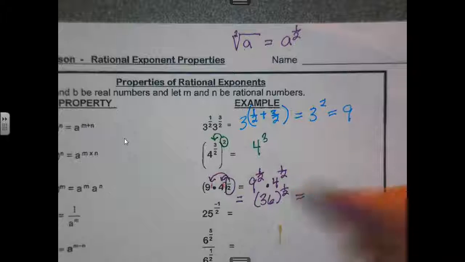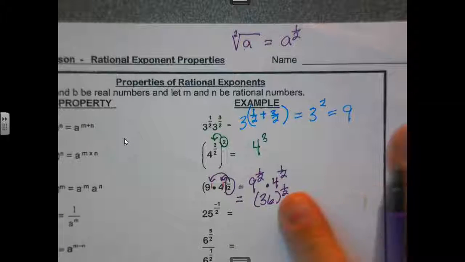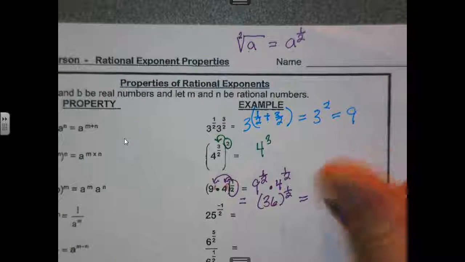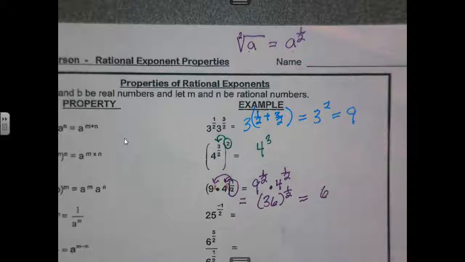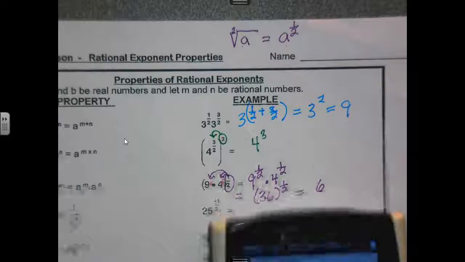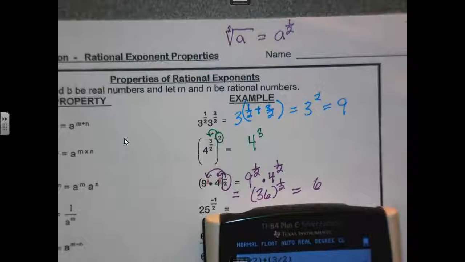Okay, that means 36 to the 1/2, square root of 36, 6. Now, if you don't believe me, use your calculator. Square root. We normally don't put the 2 there. We just put a radical symbol. Square root of any number is that number raised to the 1/2.